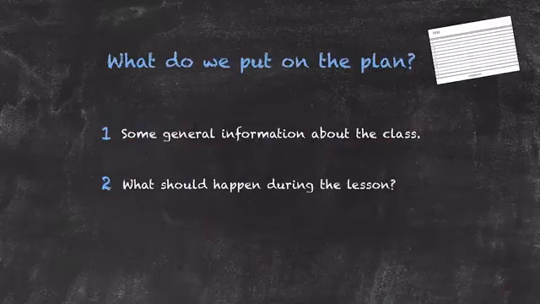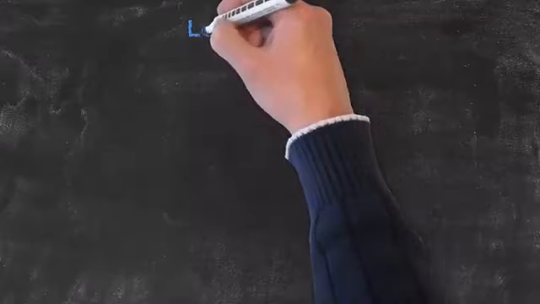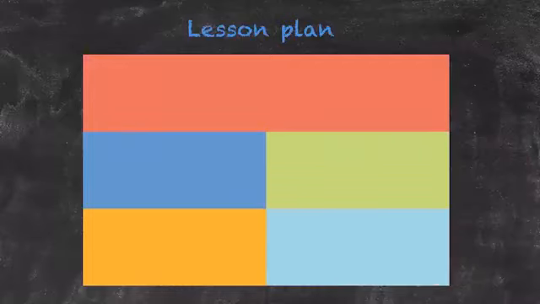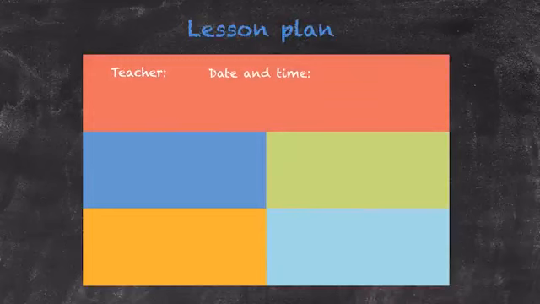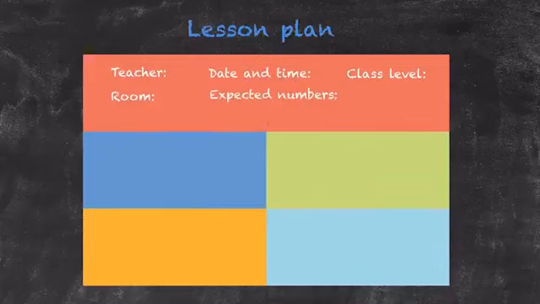So what does our lesson plan actually look like? So let's have a go at creating a lesson planning document. So the document itself needs to contain some general information about the class. For example, the name of the teacher, the date and time of the lesson, what level of class is being taught and in what room, how many students are we expecting. This is important when we've got things like photocopying and materials to do.